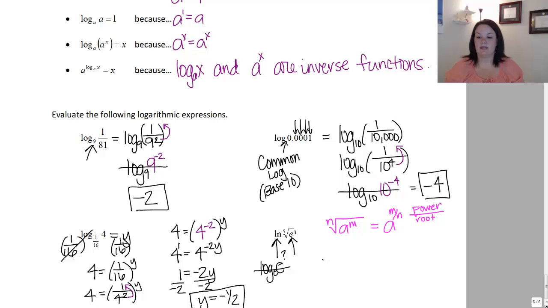So this is the same thing as ln of e to the power over root. So 1 over 5th power. Power, I have 1 copy of e, over root, I'm taking the 5th root. Okay, and now my ln and my e are side by side. Since they're inverse functions, I can cancel them, and this just equals 1/5.